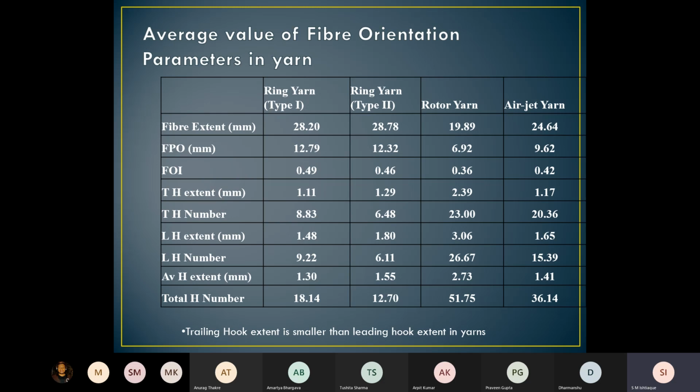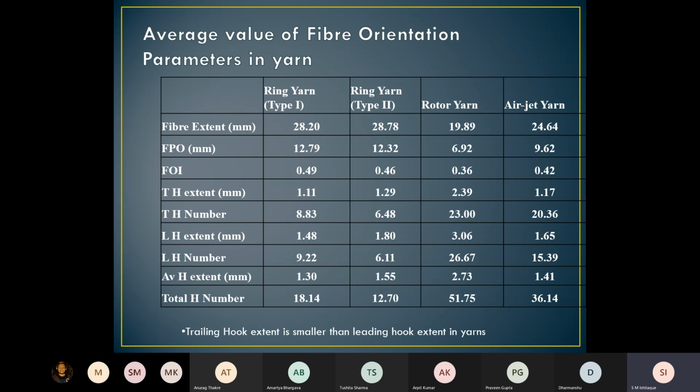These are the things we have measured in all three yarns: ring yarn, rotor yarn, and air jet yarn. Now see this fiber extent. Fiber extent in the case of ring yarn is 28.2. In rotor yarn, it is 19.89. And in the case of air jet yarn, it is 24.64. From the fiber extent point of view, ring yarn is giving higher fiber extent, followed by air jet yarn and then rotor yarn. Rotor yarn is giving the least.